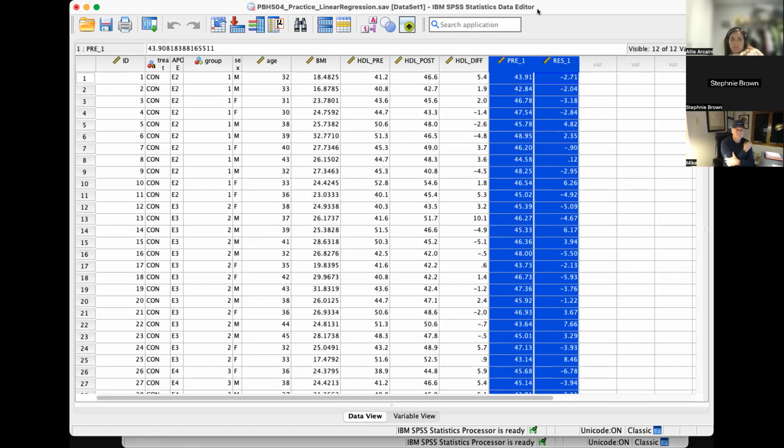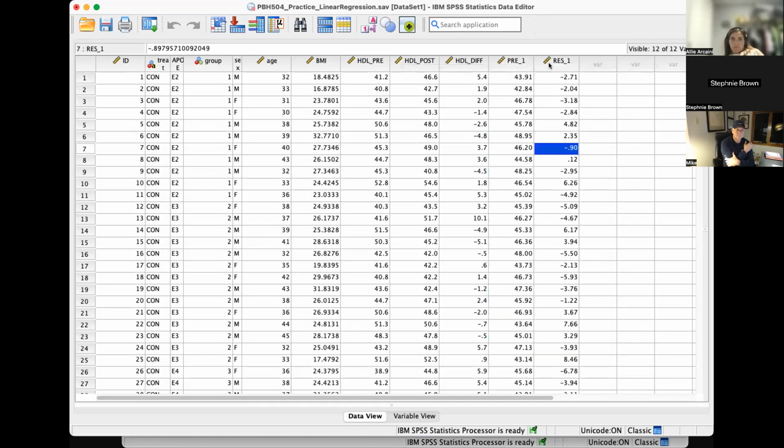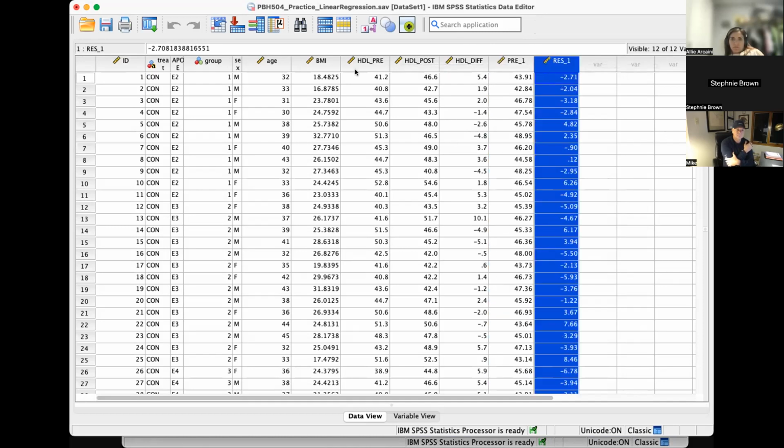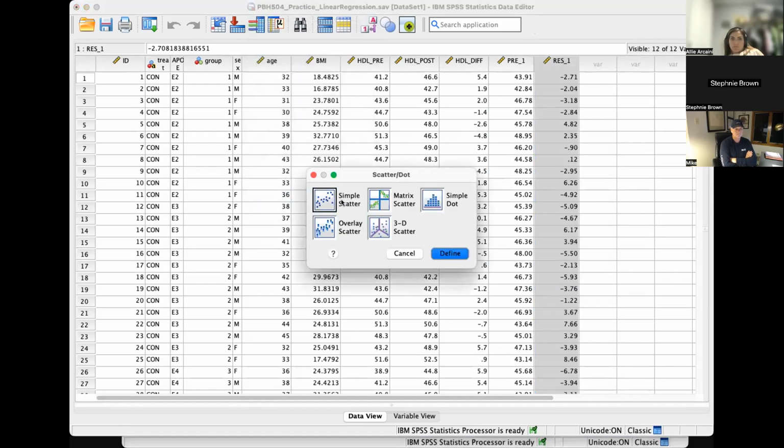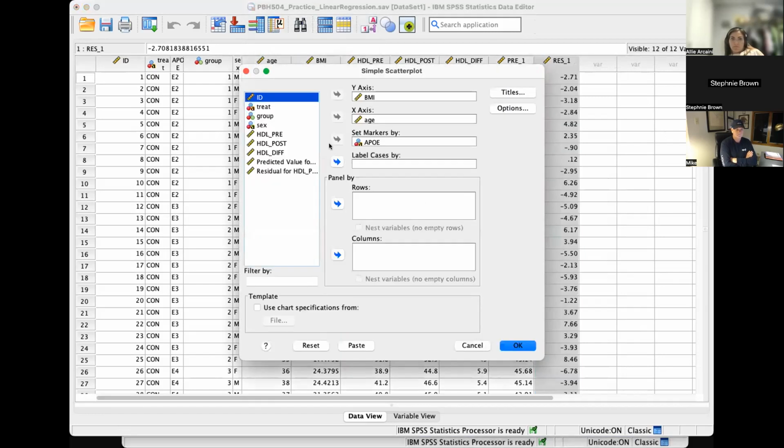Might as well do that now just to show you a quick and dirty thing you can do, which is to just look at their behavior relative to the outcome. So our outcome is HDL, and we're going to do a scatter plot where HDL pre is on the x-axis and the residuals are on the y.